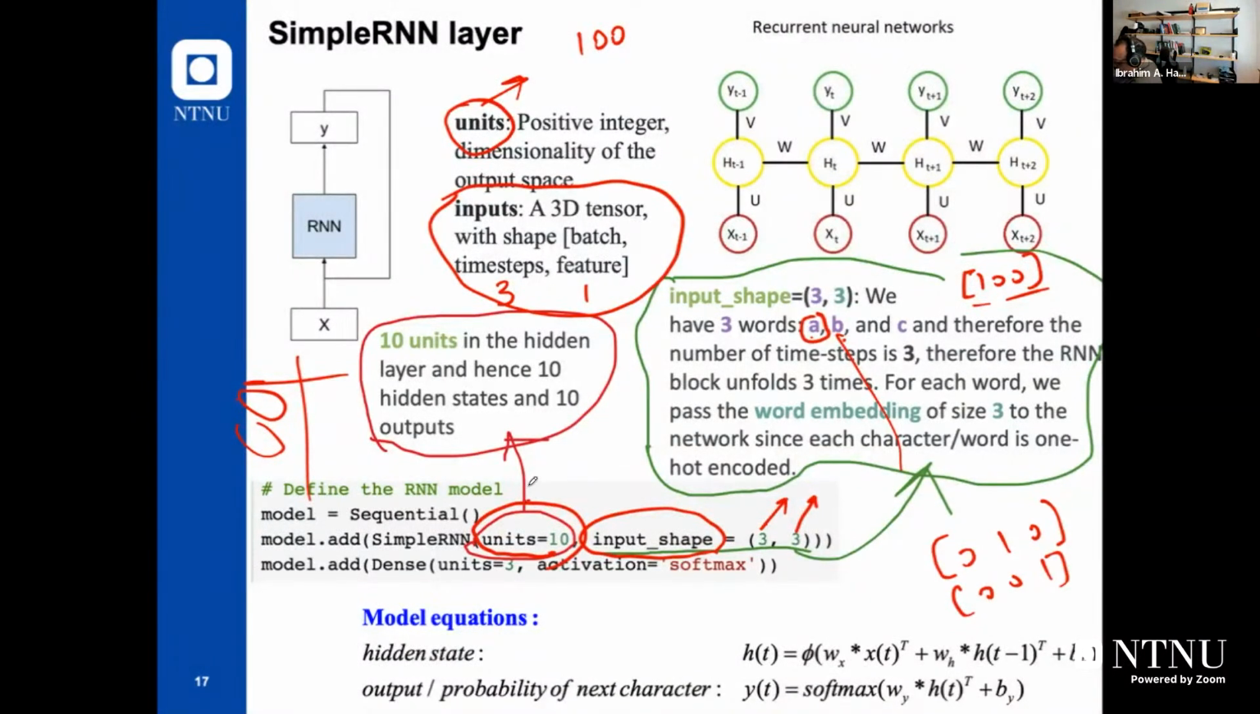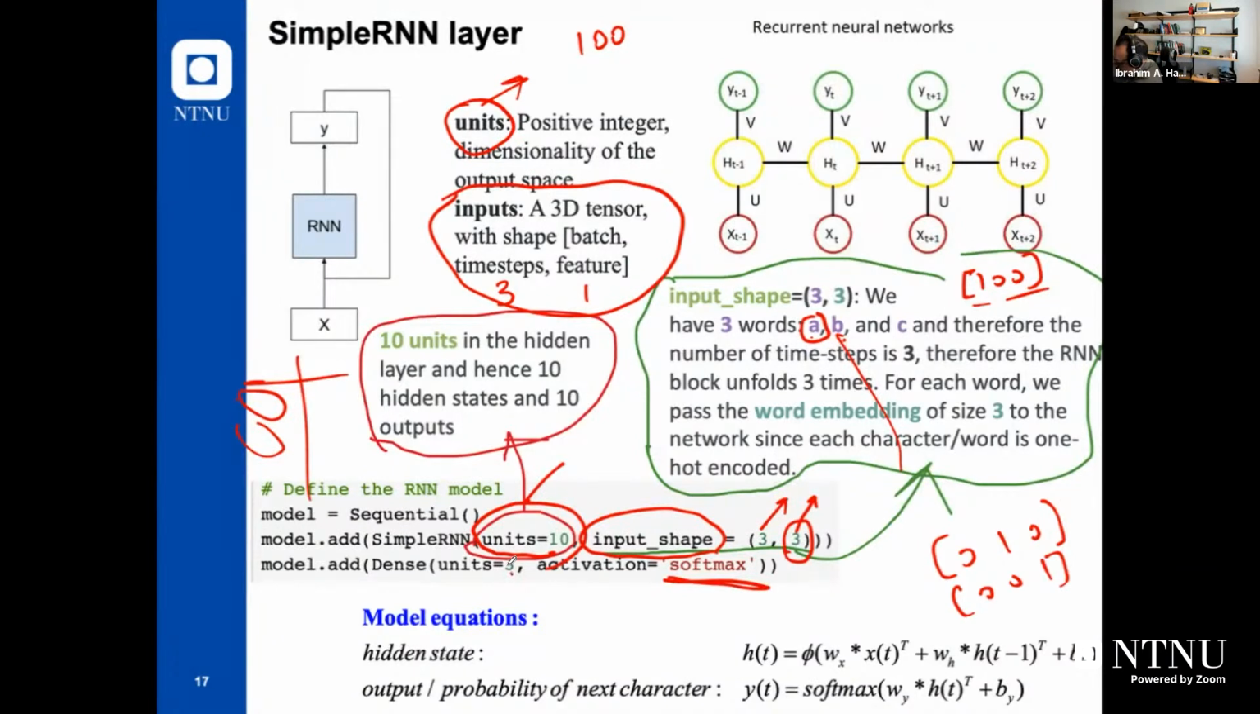I mean, 10 units means we will calculate 10 hidden states, right? So the number of hidden states here will be 10. And at the end, because we use those inputs, do you see here? We have 3, maybe I have 3 words, A, B, and C, and I try to predict, I need to use a softmax layer at the end, and I will feed the output from this RNN to this dense layer, softmax layer, maybe to predict the next word, for example.